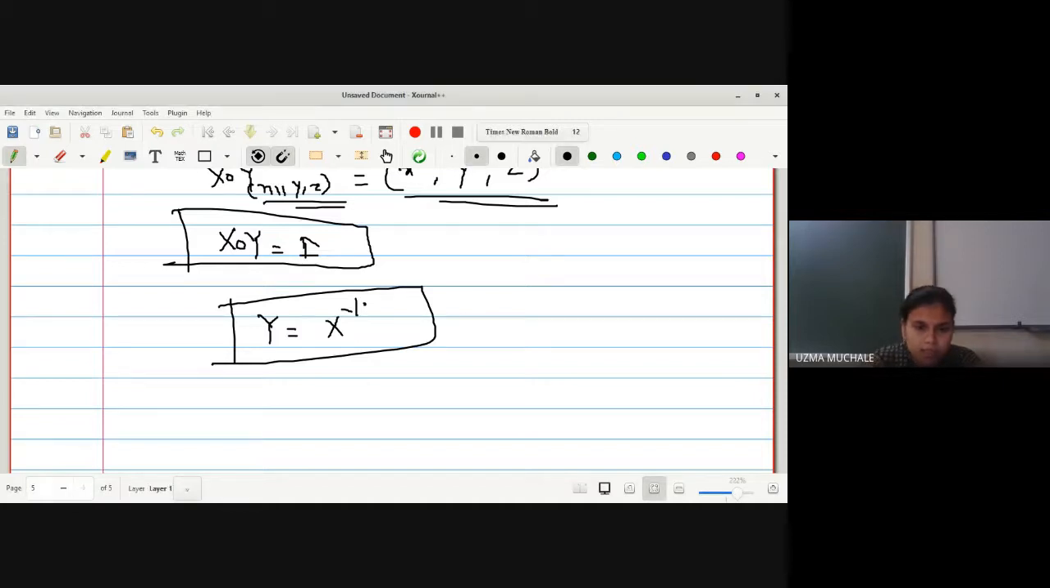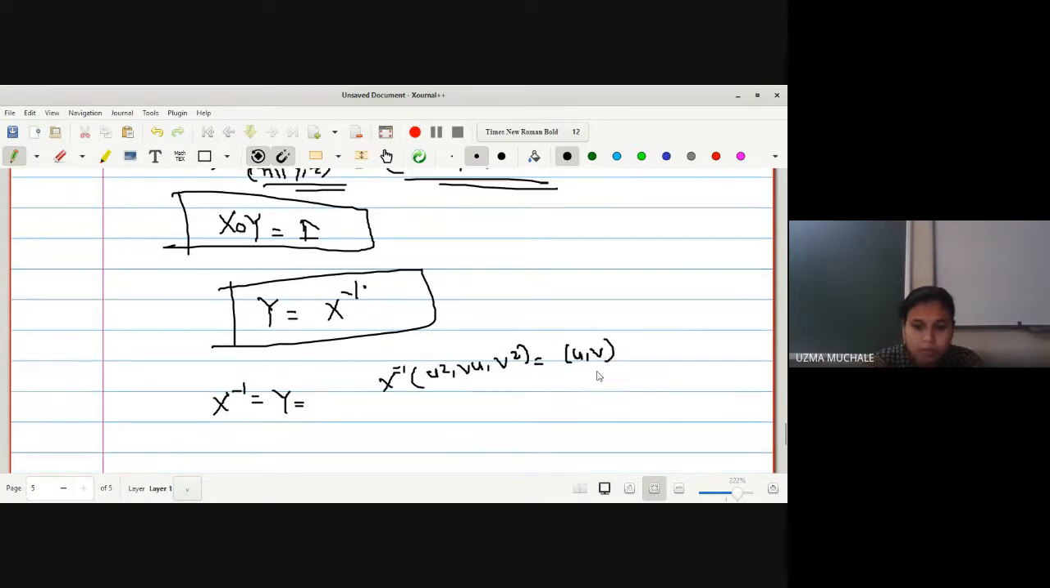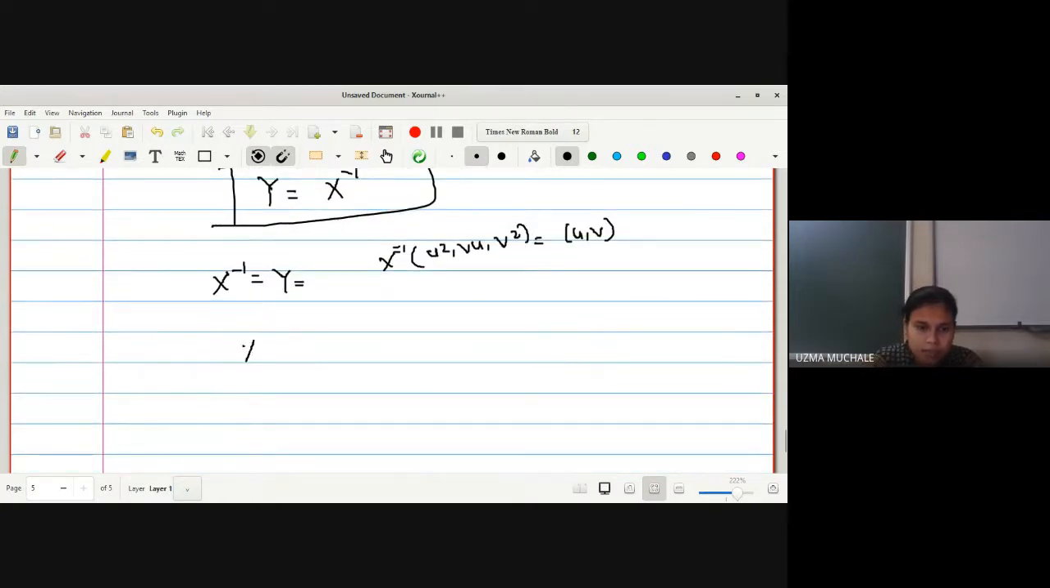No, y is equal to x square inverse. X inverse is nothing but y, so we can say x inverse of u square, uv and v square is equal to u and v. Now we want to show that your x inverse is a continuous map.